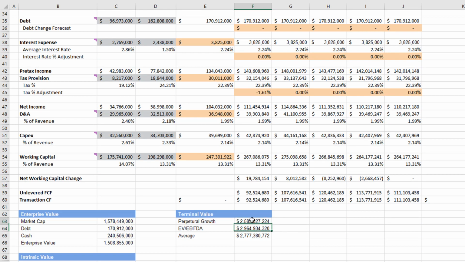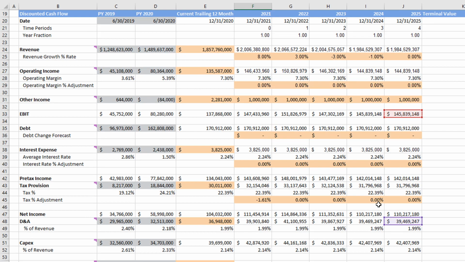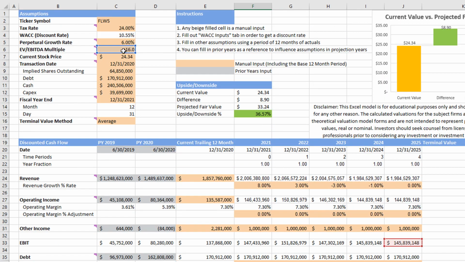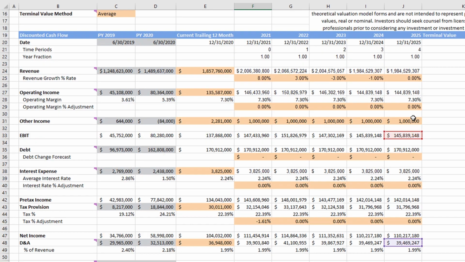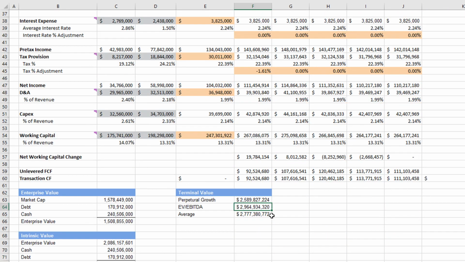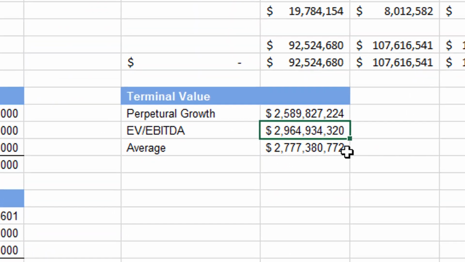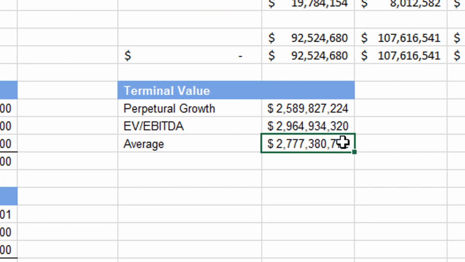That calculates $2.6 billion. And then the EV/EBITDA multiple is just taking the EBITDA multiplied by a certain multiple to get to an enterprise value. So it's saying the exit terminal value for a company that's having an EBITDA of the 39 million plus the 145 million would be $2.9 billion. And for terminal value, I just take the average between the two.